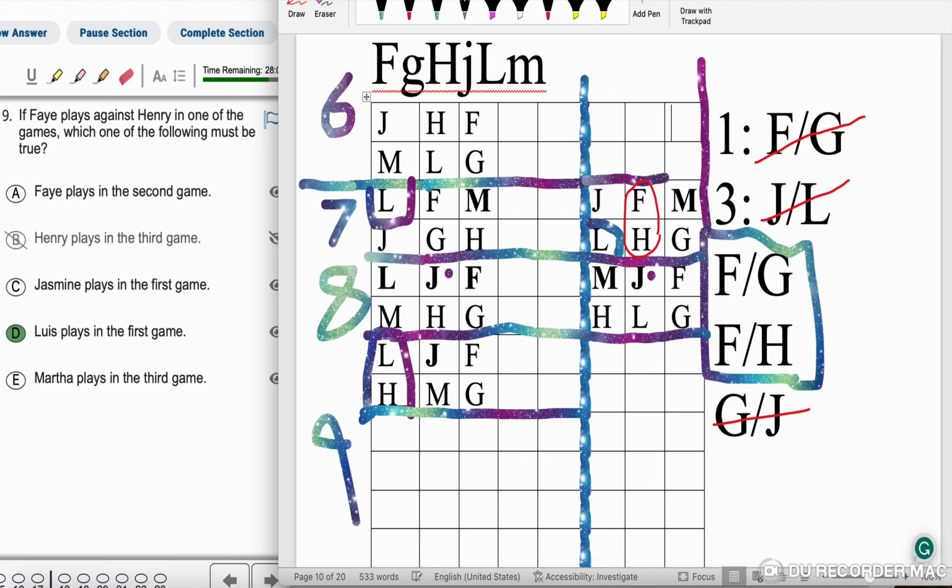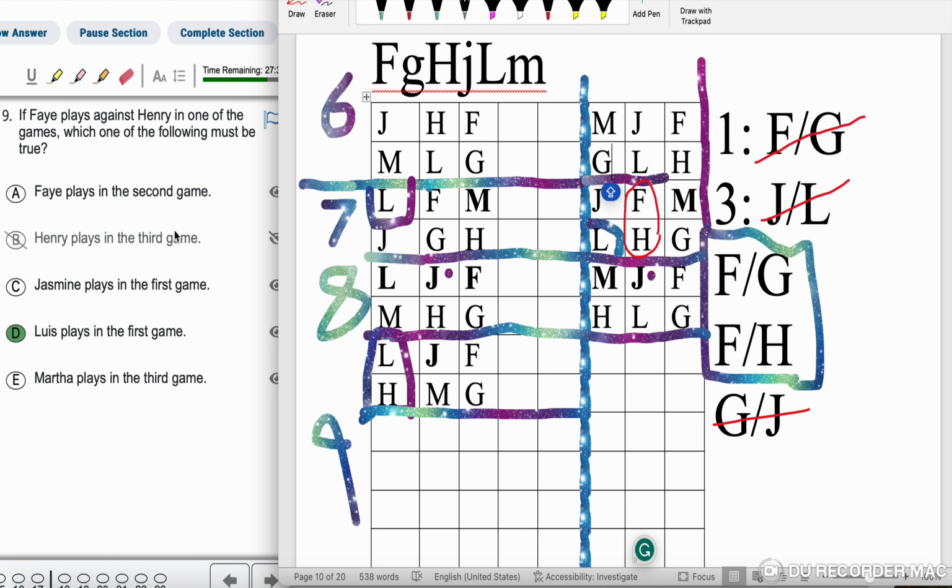Let's see if we create another world here. So I have F playing G, or F playing H. I'm going to do F playing H on this game. Then I'm going to do J and L on this game. And then I'm going to do M and the remaining game piece on this one. So right now we have 2 worlds where both of these have F playing against H.